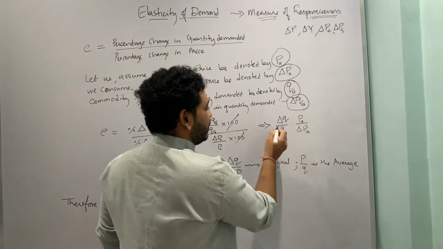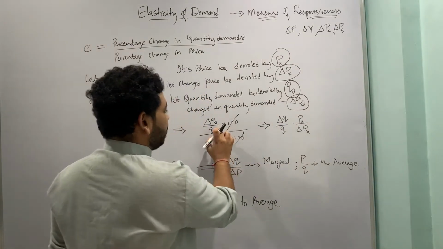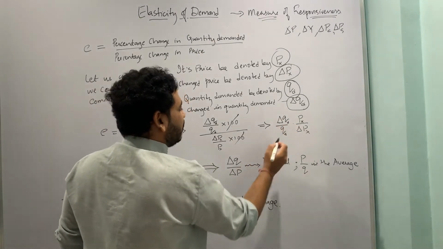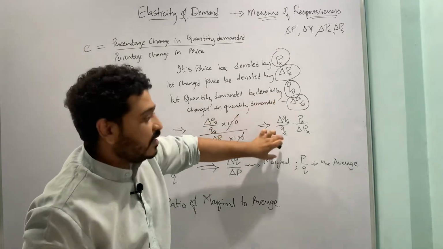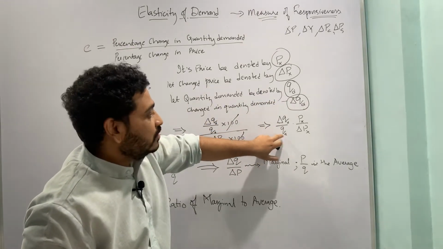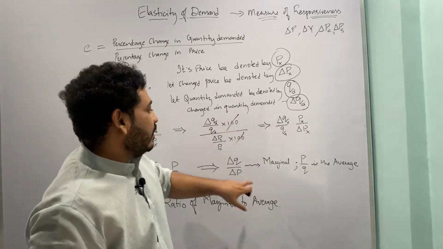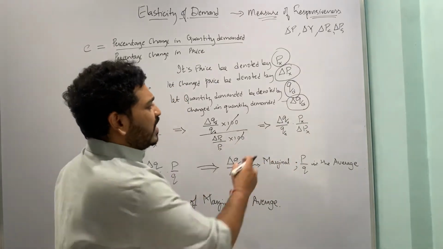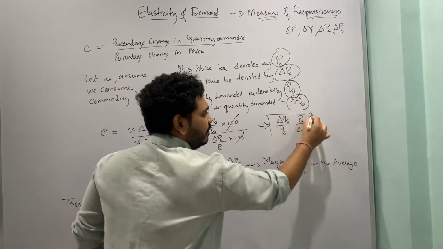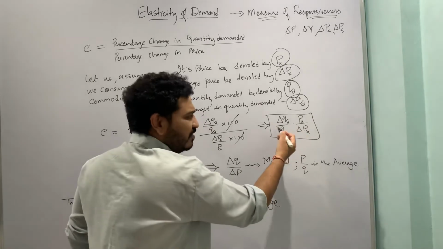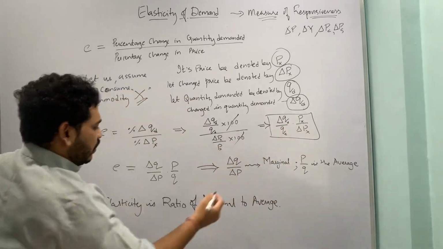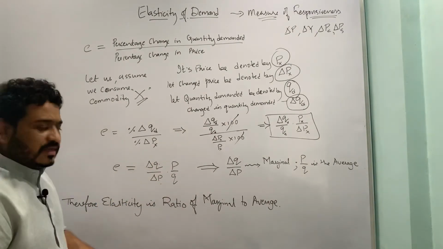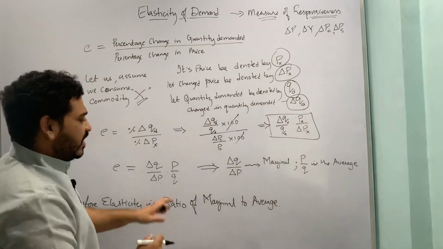So the next step will look like this: delta Q divided by Qd remains as it is. This is the change in quantity demanded over the original quantity, multiplied by the original or initial price divided by the change in price. Now I hope this looks pretty nice, and I can rearrange it. When I rearrange, I write E, which is elasticity, is equal to delta Q divided by delta P into P by Q. I have just rearranged it.